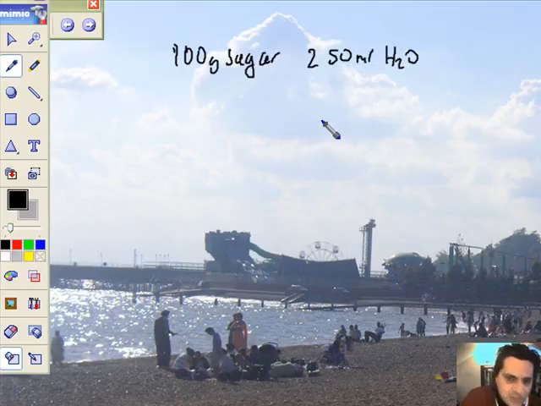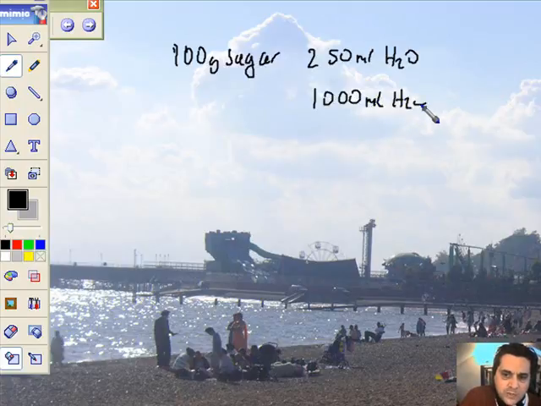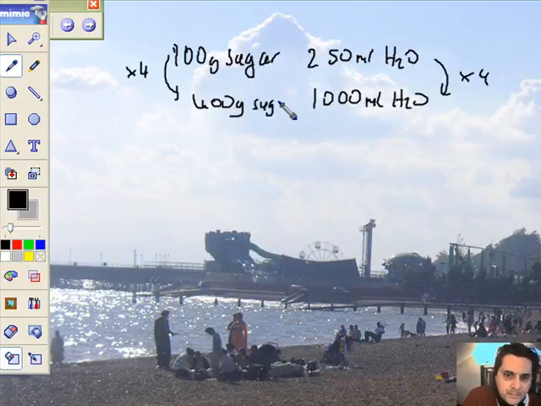There you go, H2O, bit of science there. How many grams of sugar I needed to be mixed with 1,000 millilitres, a litre, right? So, in other words, 1,000 ml water. Well, clearly, I've multiplied by 4 there, so I'm going to multiply my 100 grams by 4. I need 400 grams of sugar.